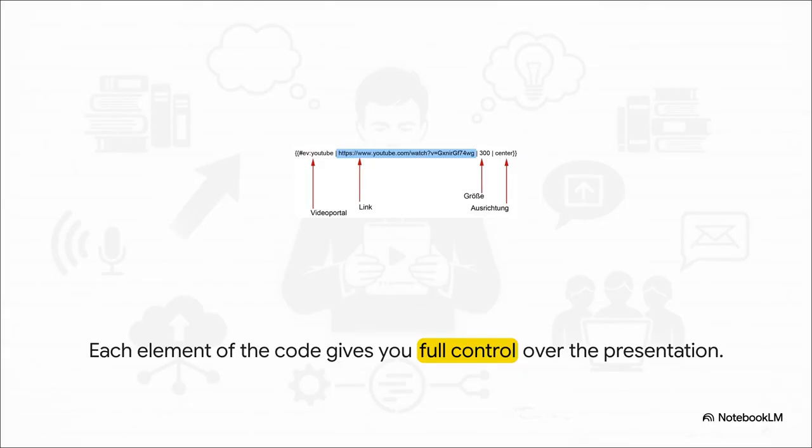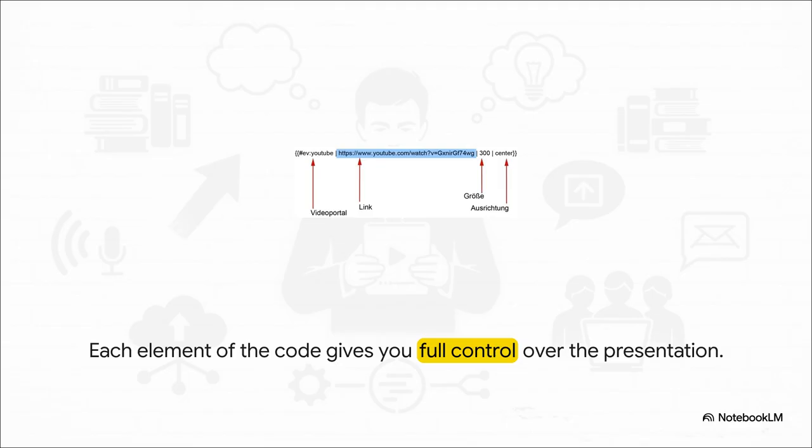And this breaks that code down perfectly. You can see exactly what each part does. Video portal tells it the source, like YouTube. Then you've got the link itself, the size in pixels, and the alignment, which sets where it sits on the page. This gives you complete control over how your video looks.